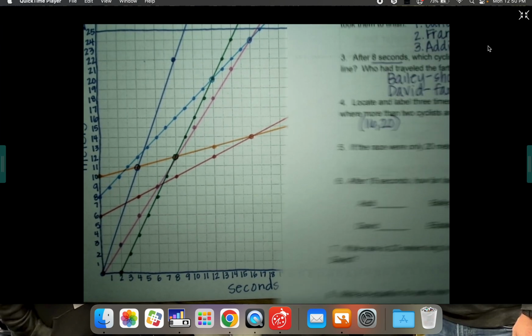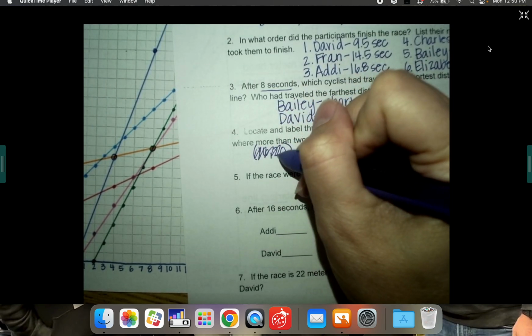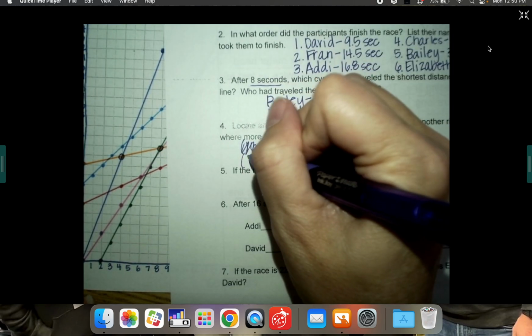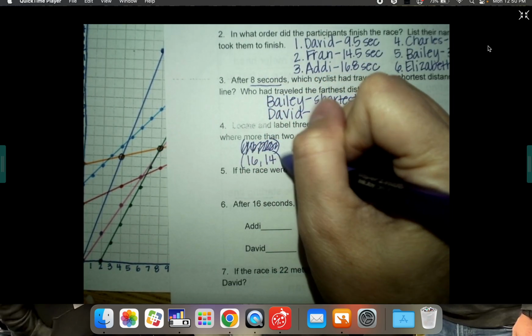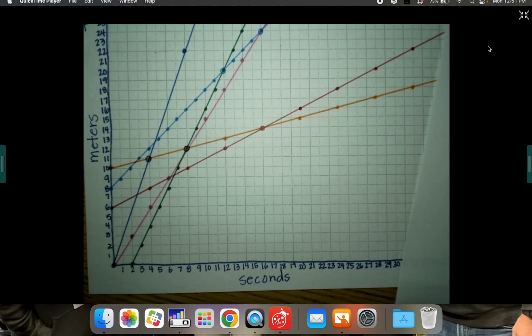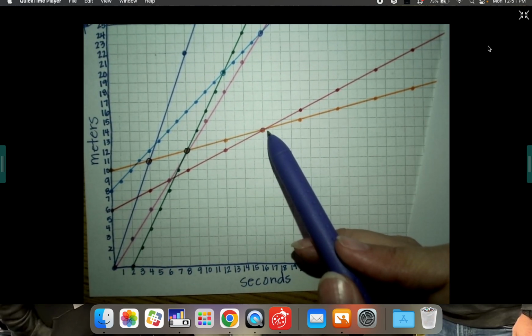Huh? Oh, did I put 20? What did I put? Oh my gosh. I'm glad you guys are in here while I'm doing this. It was 16 what? 14. Holy cow. 16, 14. Wow. What's another spot? And I definitely need to listen better. 16, 14 was one. Where's another spot where they intersect?